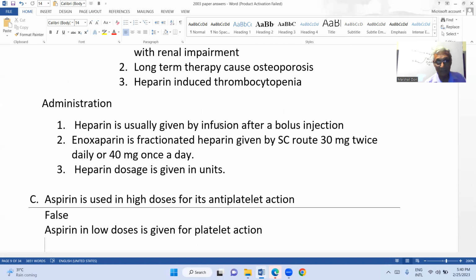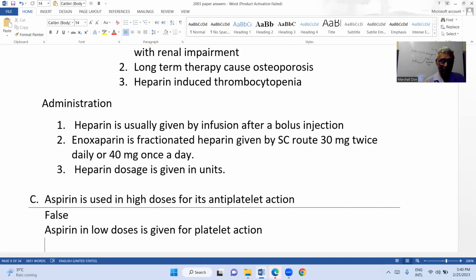So heparin is unfractionated. That means the whole molecule is given. But there is another preparation. Part of the heparin molecule is given as enoxaparin. Enoxaparin is fractionated heparin and it is given by subcutaneous route, 30 milligram twice a day or 40 milligram once a day. This is the dose.